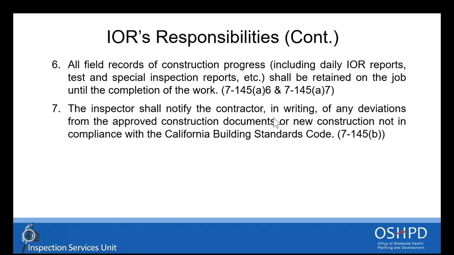Number 7 is: the inspector shall notify the contractor in writing of any deviation from the approved construction documents or new construction not in compliance with the California Building Standards Code. That's 7145B, and this is, I would say, very critical. Some people do not like to post it, and you might not use the word non-compliance notice. However, anything that is a deviation or deficiency and is not corrected immediately, you need to inform the contractor in writing.